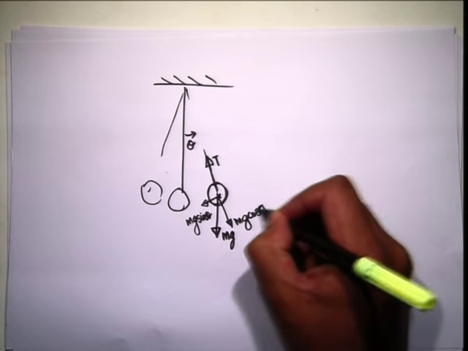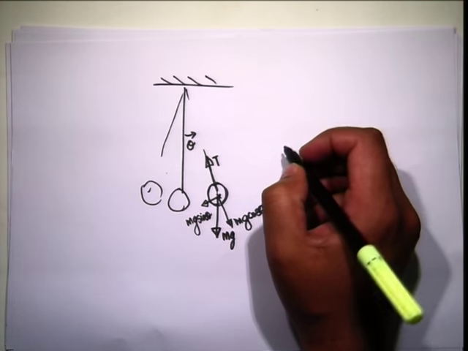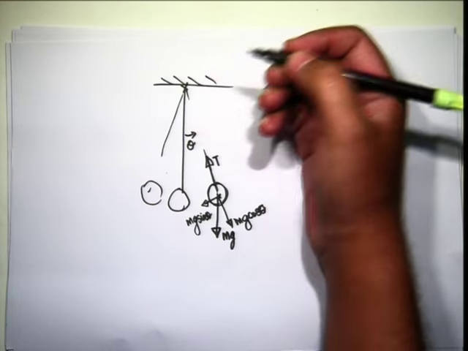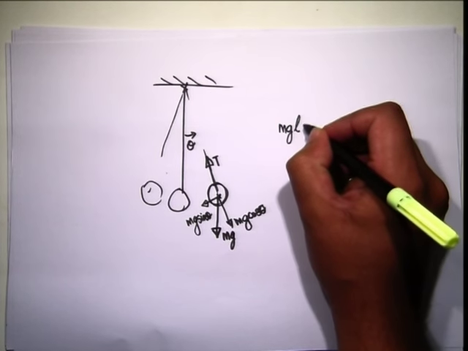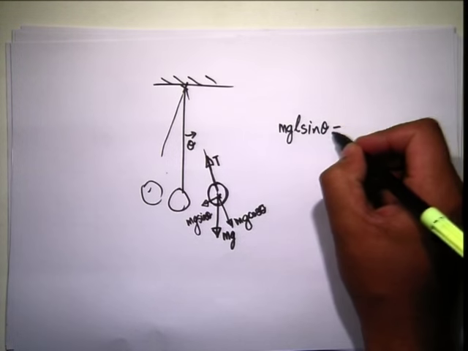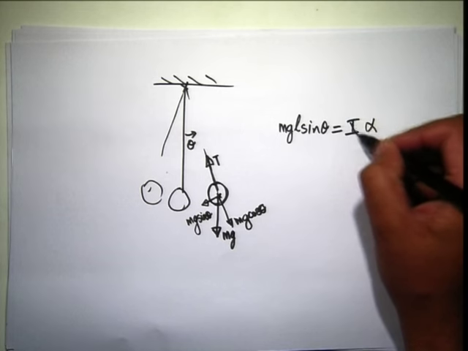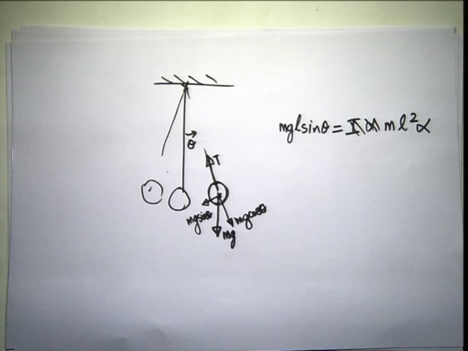So now the mg sine theta will be providing the torque, torque about this point. Mg sine theta into L will be equal to I alpha, and I is ML square. So now we'll approximate: theta is small, so sine theta is approximately theta. What is alpha? Alpha is the angular acceleration.